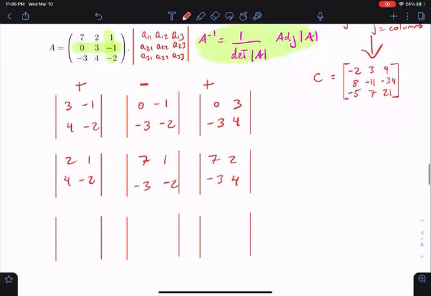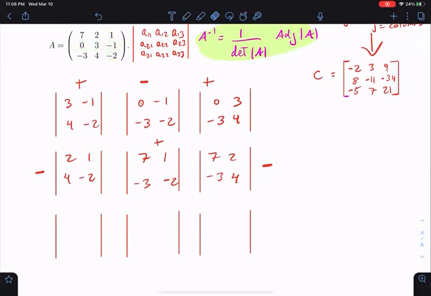Now I need to put the sign, right? So this is negative, this is positive, this is negative. What about the cofactor of -3? I'm talking about row 3, right? Cofactor of -3 is 2, 1, 3, -1. Then what is the cofactor of 4? Well, the cofactor of 4 is 7, 1, 0, -1. What is the cofactor of -2? The cofactor of -2 is 7, 2, 0, 3. This is plus, minus, plus, right? Let me put that minus here.